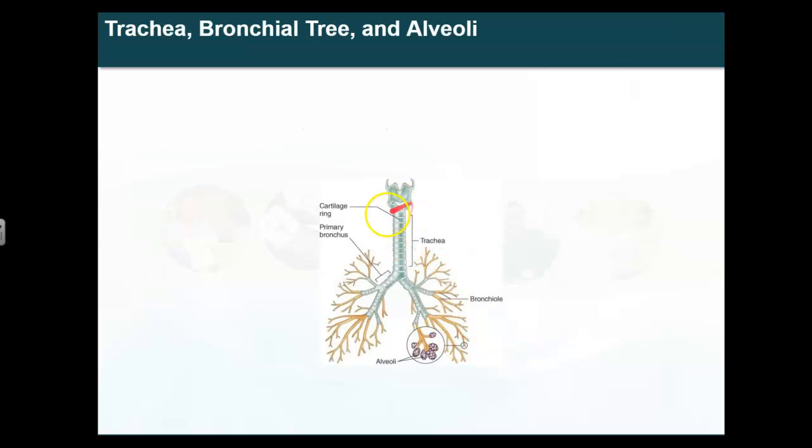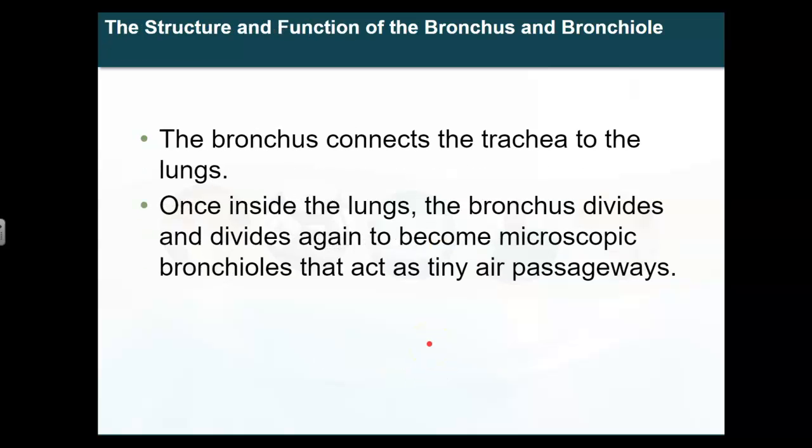Really quick, we can go to this picture here. You can see here's your larynx, your voice box. And then you have your cartilage rings of your trachea. And then this is the bronchus right here. See how it says primary bronchus? This is the bronchus here. And then these are the bronchioles. And then the alveoli are the little sacs at the end of the bronchioles. So we're going to move back up here.